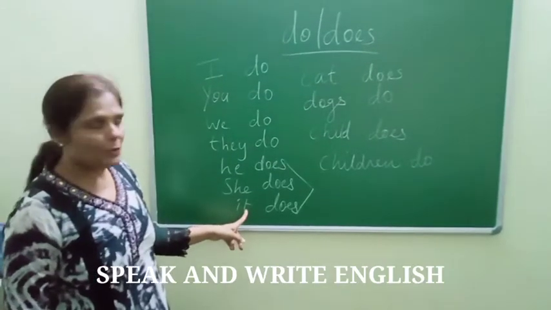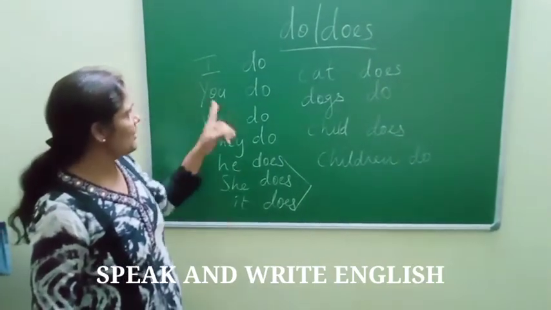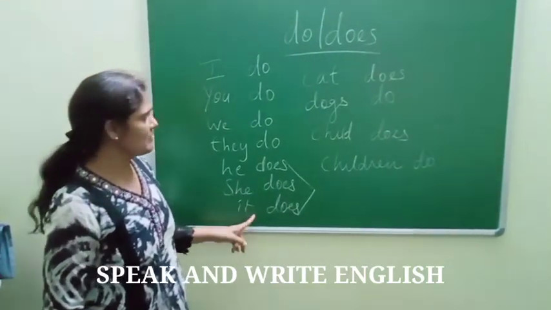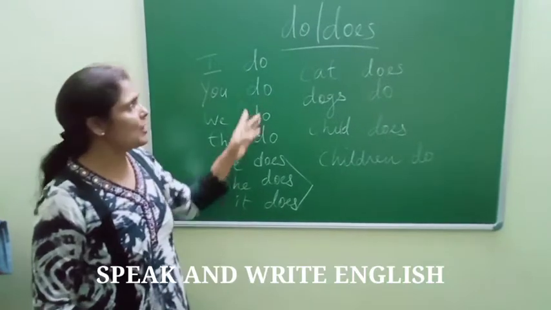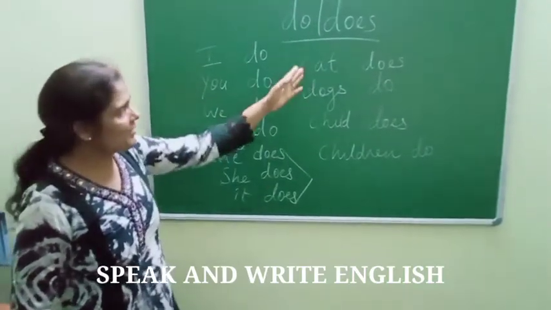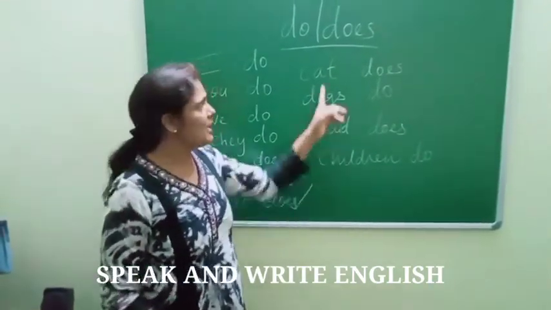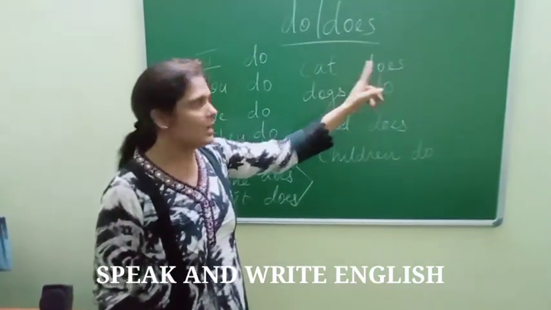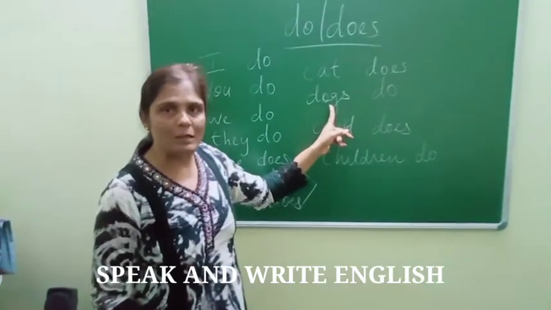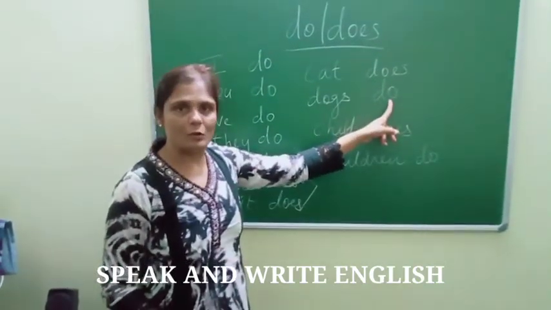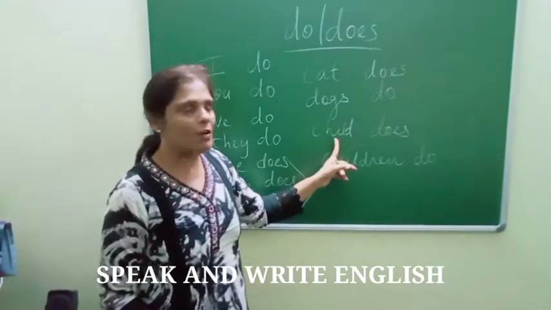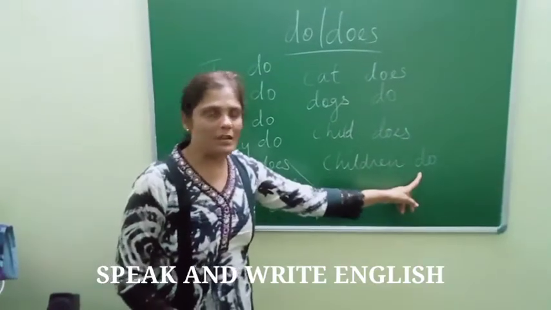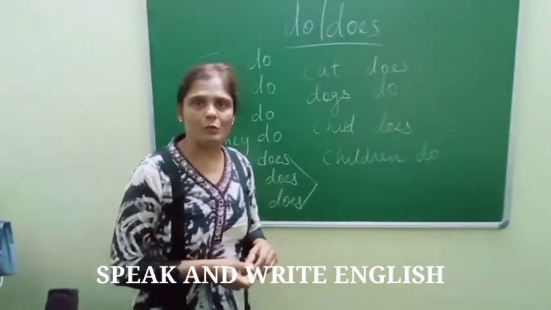In the pronouns, the auxiliary do and does will be used. Does will be used when we are going to talk about the third person. Whereas in the remaining areas, we are going to make use of do. Whereas when we are going to talk about the nouns, if the noun is there in the singular, make use of does. But if the nouns are there in the plural, make use of do. Child, singular noun, so we have made use of does. Whereas children is a plural noun, so we have made use of do.